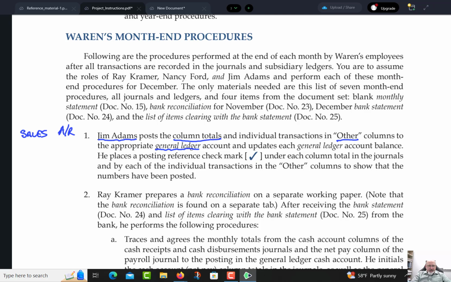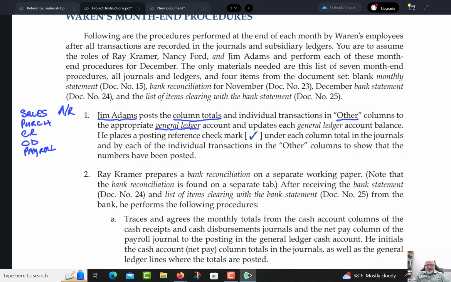So we're talking about the sales journal, the purchases journal, the cash receipts and cash disbursements journals, and then we have a payroll, of course. So in this particular month-end procedure, Jim Adams is going to go through all of these, posting these amounts into the GL. That's what you're supposed to do. And then look at any column that says other to make sure that the unique accounts are also entered.